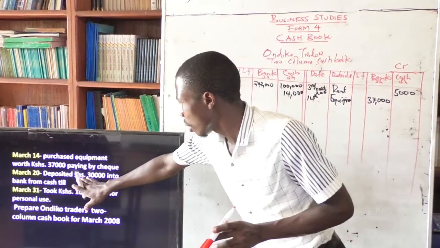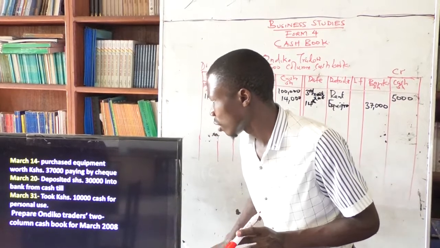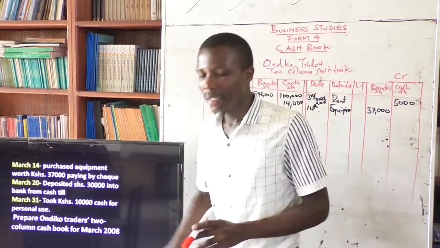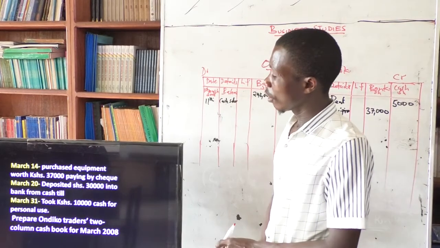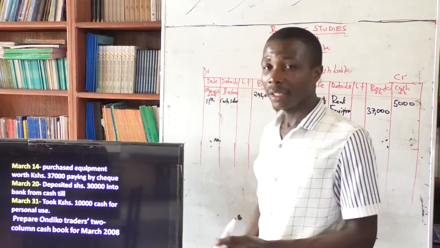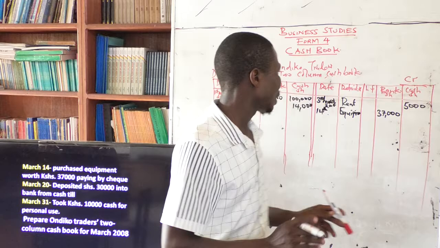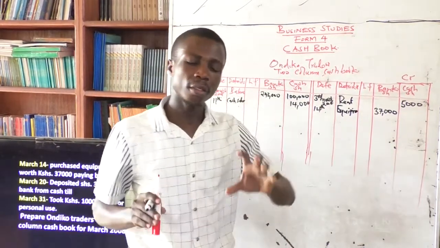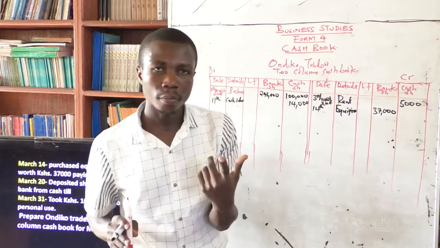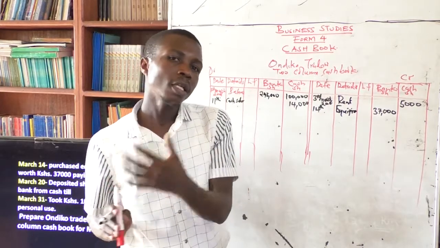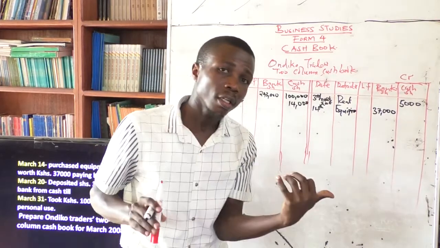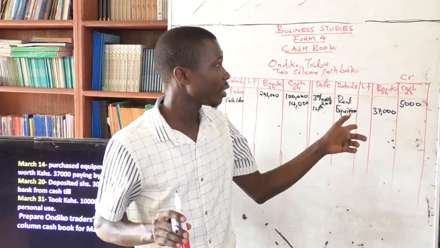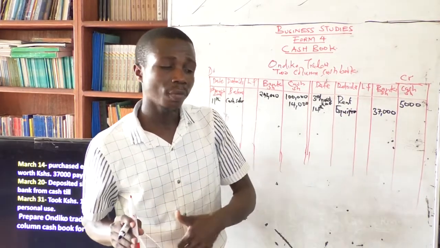Then the next: deposited 30,000 into bank from cash till. This one is what is known as a contra entry. A contra entry is an entry that affects both sides at the same time. If money was taken from the cash account and deposited in the bank account, that transaction affects both the credit side and the debit side.